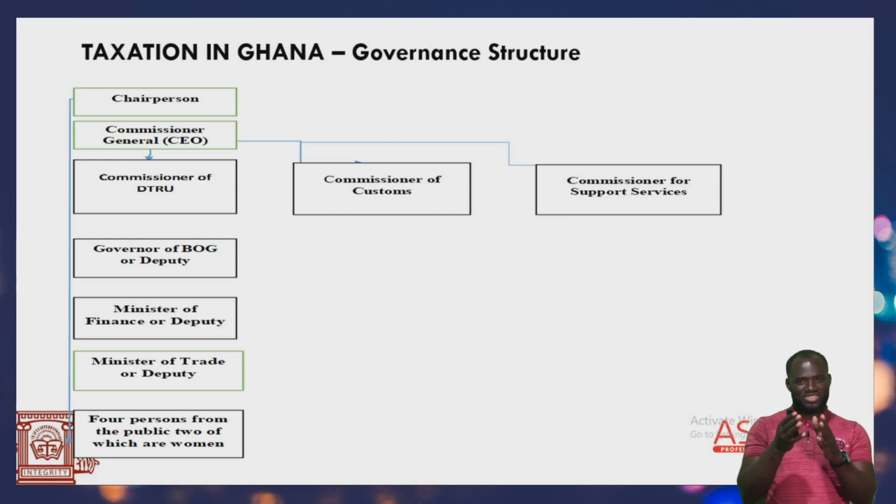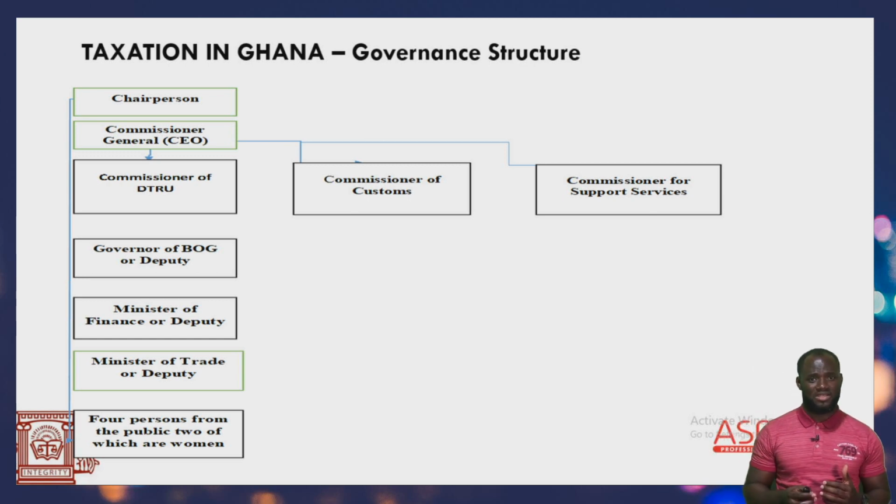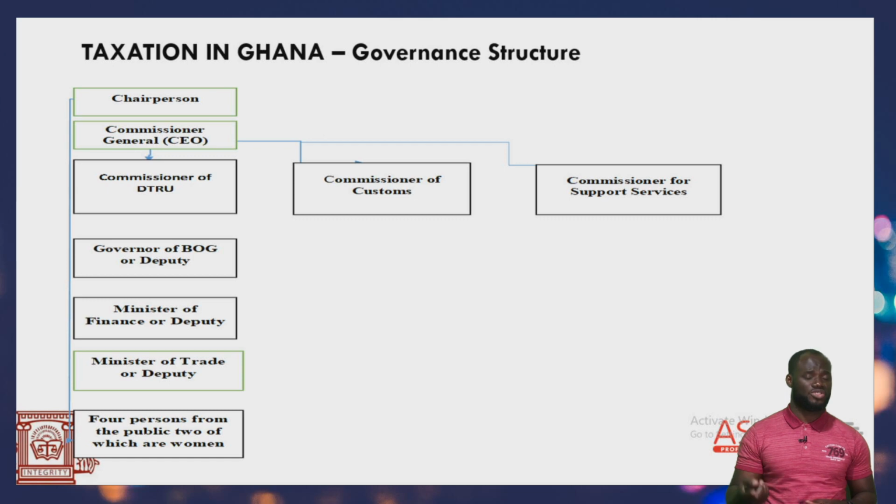So again, when it comes to the GRA structure, we have the primary activities which comprise of what? The Domestic Tax Revenue Commissioner and also the Commissioner for Customs. We also have another division which is in charge of what? Support services. The support services are normally in charge of administration, finance, HR, procurement, and the likes, other than generation of revenues directly for the state.